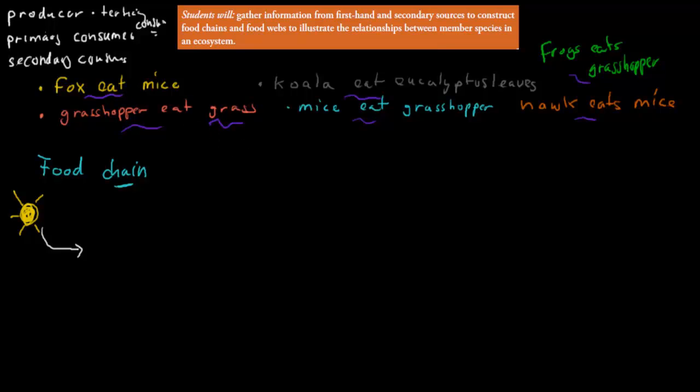Grass is a plant, so grass has to be a producer. So we can write grass. Remember, the direction of the arrow means we have energy flowing from the sun to grass. And we should also write that the grass itself is a producer.